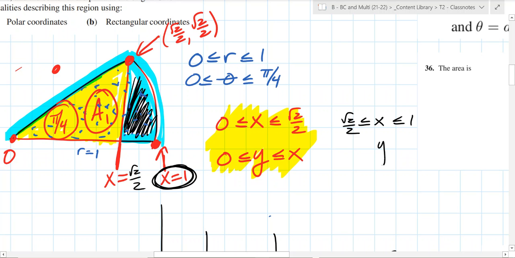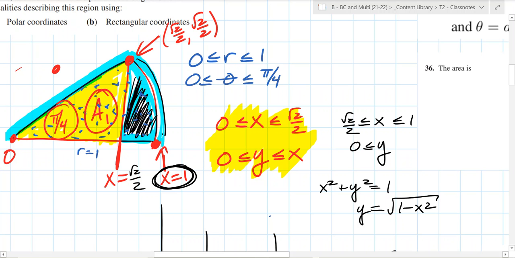And what about y? Y still has to be greater than 0, but what's the ceiling now? How do you figure out what the ceiling is now? This is important. What's the equation of a unit circle in Cartesian, everybody? X squared plus y squared is equal to? So what does y equal? The square root of what? 1 minus x squared, correct? So this right here is y equals the square root of 1 minus x squared.